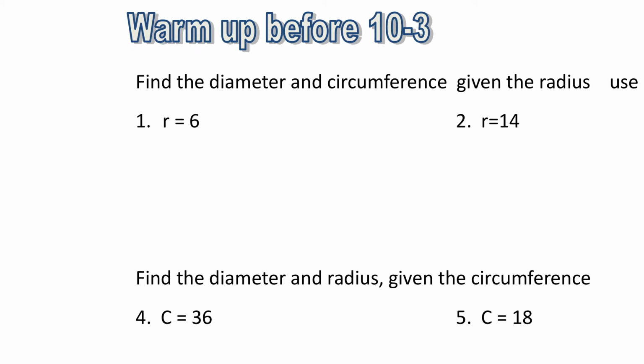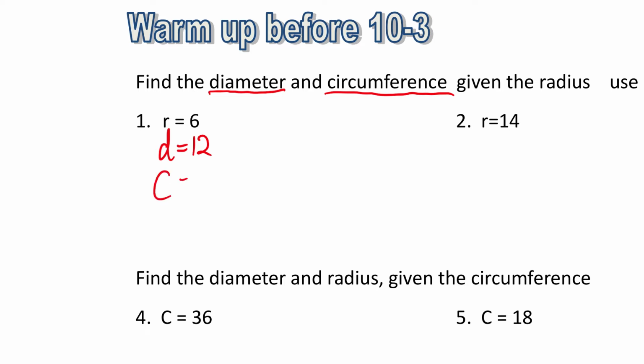All right, so on this first one, what we're doing is we're finding the diameter and the circumference from the radius. So the diameter is easy from the radius. How do you get the diameter from the radius? That's 12. It's just double it, right? The diameter is just double the radius. So from here to here, you're just multiplying by 2. Okay?